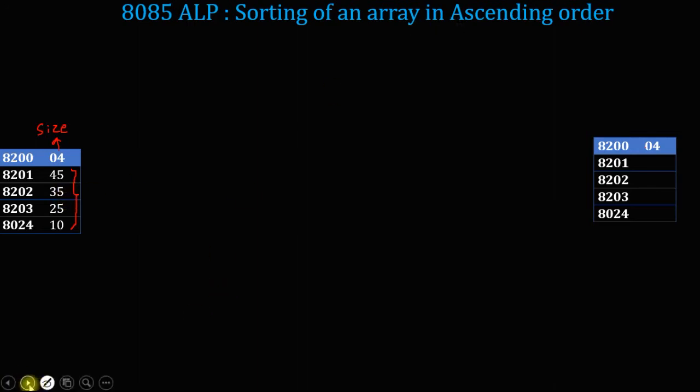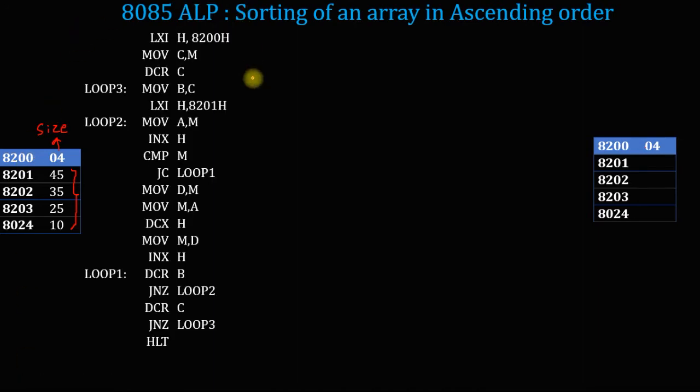So this is the given statement, and the program is shown here. This is the assembly language program for sorting the numbers of the given array in ascending order. For this application, we need to start from 8200. The data address is fixed as 8200. So we know that 8200 has the size of that particular array.